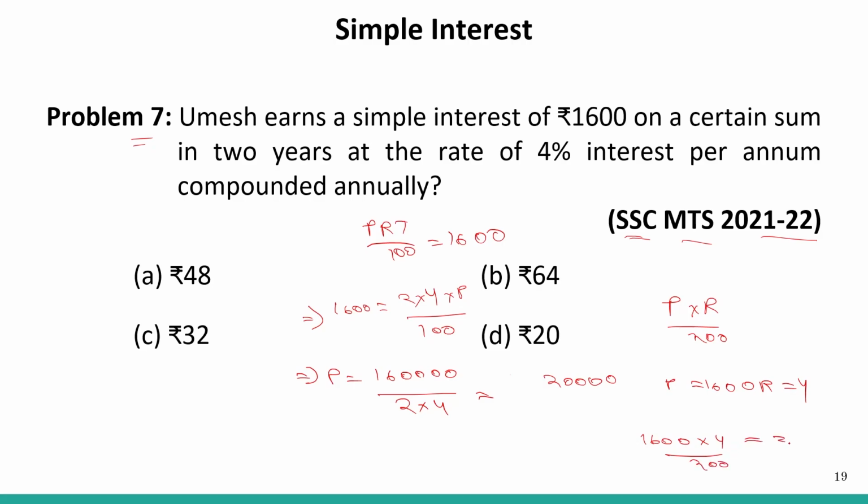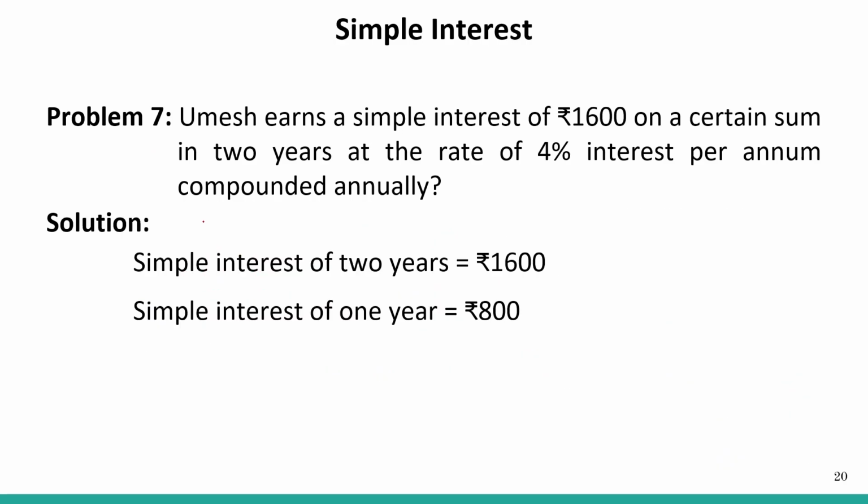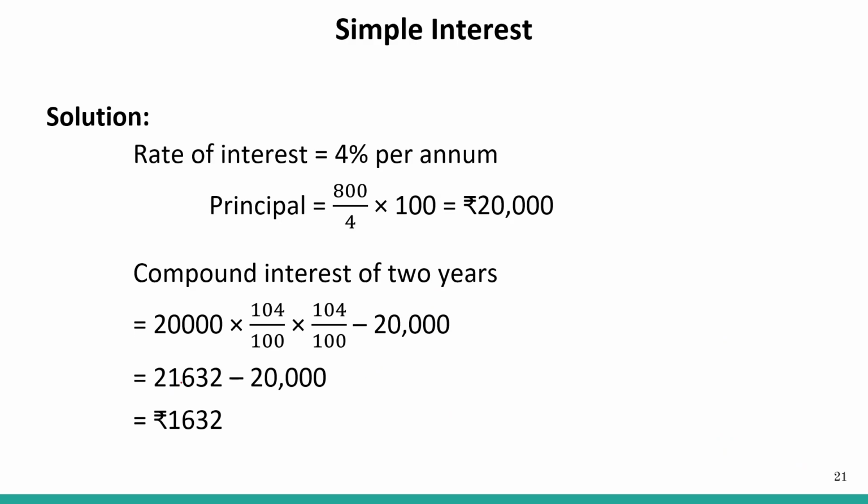So the difference will be 1600 into 4 by 200, right? So this will be equal to 32, because by cancelling these 2 here, so this will be by 2, so 16 into 2 is equal to 32, right? So 32 will be the correct answer. Okay, so 32 here is the correct answer. B is wrong, D is wrong, and A is wrong here.